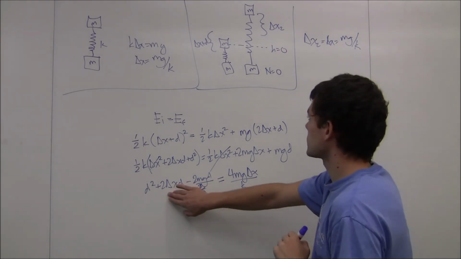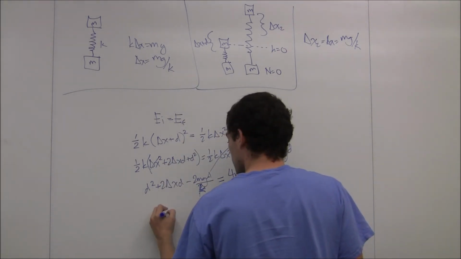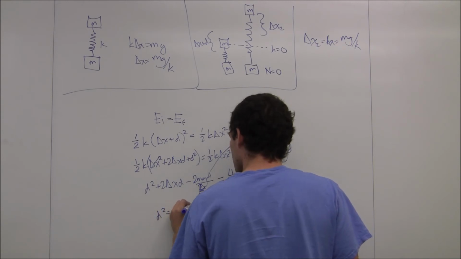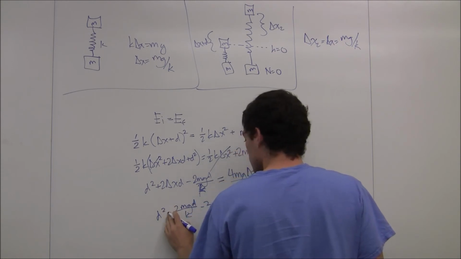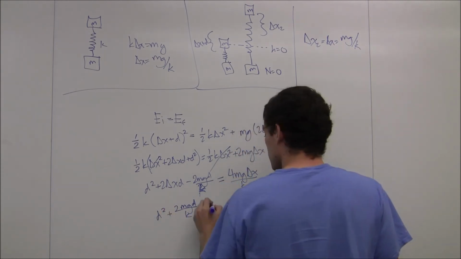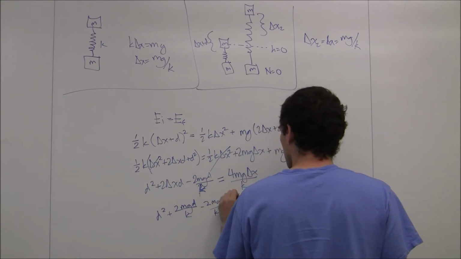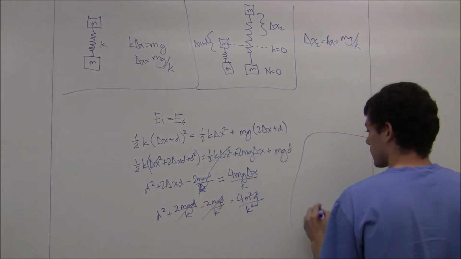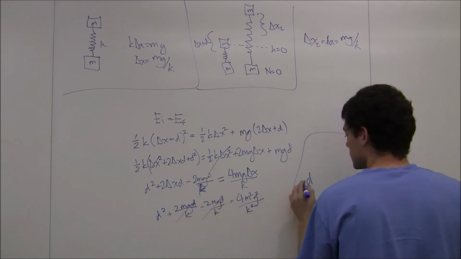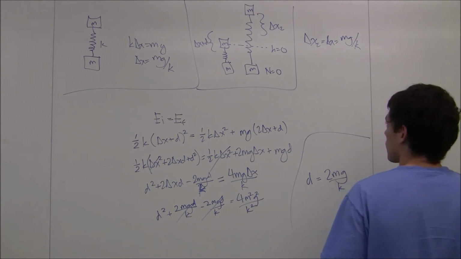Now if you'll remember, we know what delta x is. It's mg over k. So we can plug this in here, and we get d squared plus 2 mgd over k minus 2 mgd over k is equal to 4 m squared g squared over k squared. Now these two terms are going to cancel, and we get for our final answer, by taking a square root, d is equal to 2 mg over k.